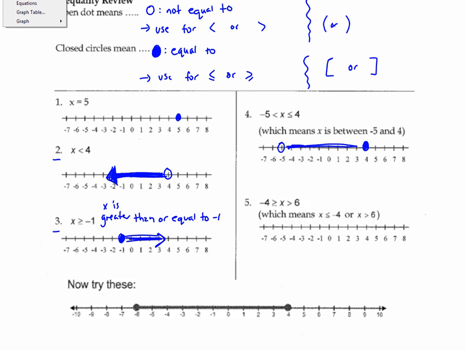Okay, the next one, so open or closed at -4? Closed, and 6 will be open. All right, so here we go. If you read this, cover the other one. How do we read that?